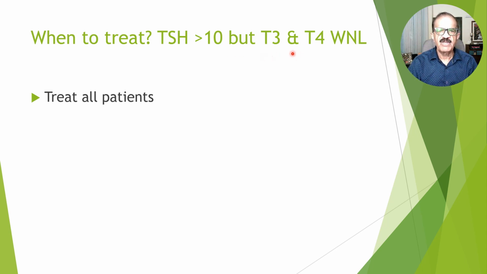I think with this profile, I would start with 50 mcg, or maybe if somebody is 65 plus, maybe just 25 mcg. And of course, every 3 months, I would repeat TSH and continue increasing the dose by 25 or 50 mcg till their TSH is 4 or less.